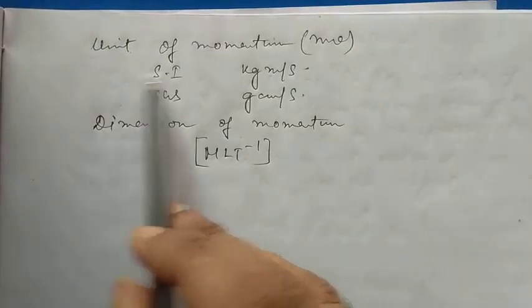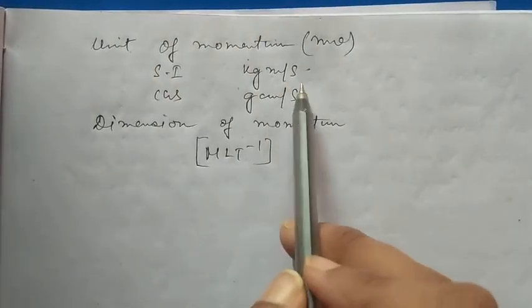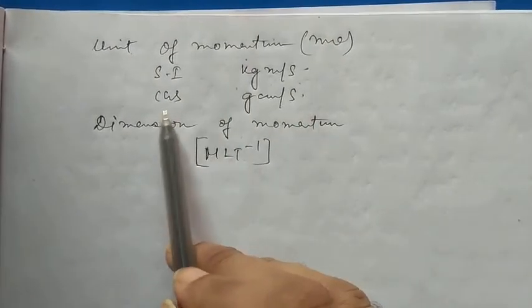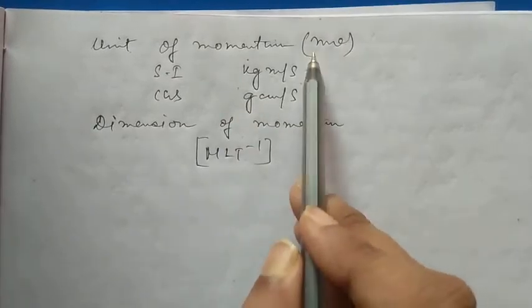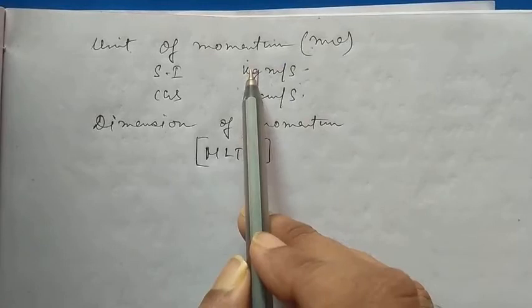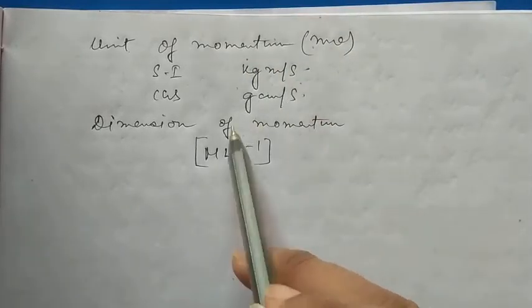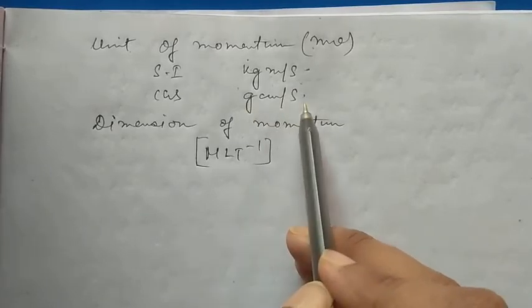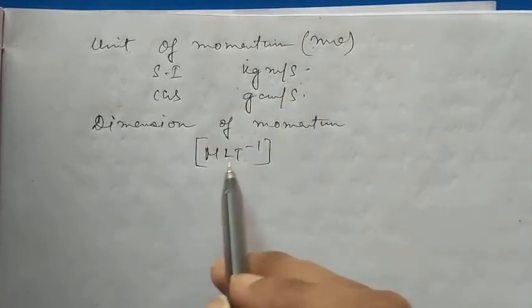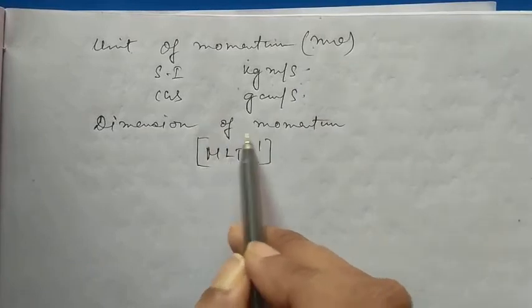The SI unit of momentum is kg meter per second, and the CGS unit is gram centimeter per second. M into V: M means mass, kg, and V is the velocity, meter per second. Similar is the case here, gram centimeter per second. The dimension of momentum is M L T to the power minus 1, mass into the dimension of the velocity.